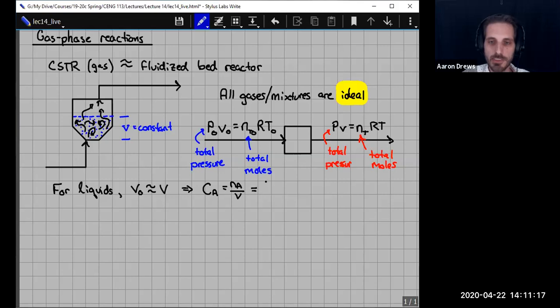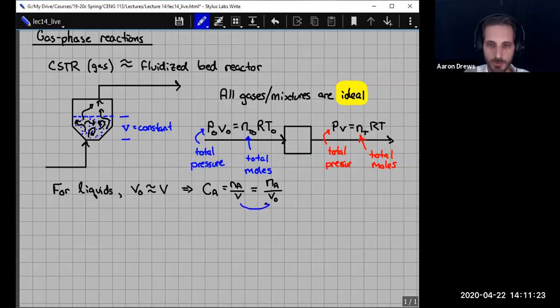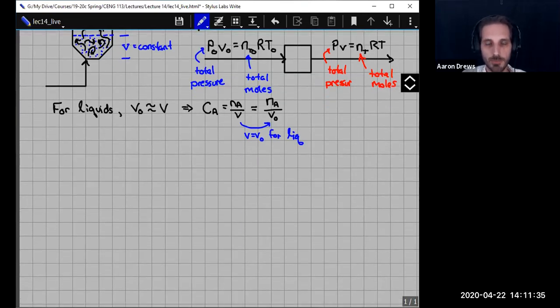And often you would see me write something like N sub A over V zero. And then I would add a little arrow and say, we are allowed to do that because V is equal to V zero for liquids. And that's not something that we can do anymore. That is no longer the case for gases. And so we'll have to be a little bit more careful about the way that we handle that.